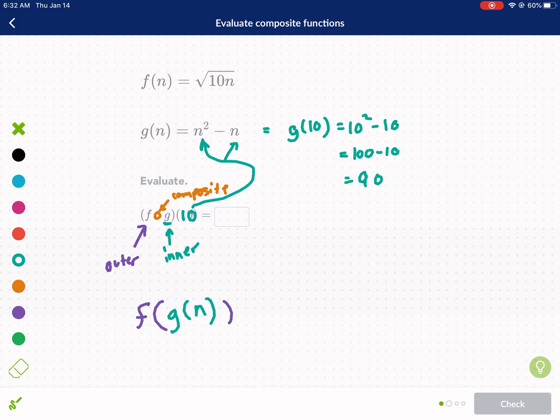Whoops, I just dropped my pen. I should change it to magenta. So 90 is our result. Now what we do is we plug it into the outer function. So we're going to go over here and multiply that by 90. So then we have f of 90 is equal to the square root, I should change this to purple, shouldn't I? Yes, I should.